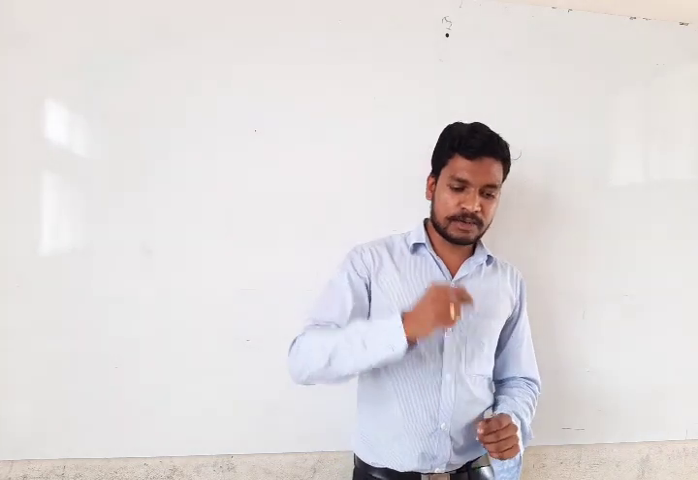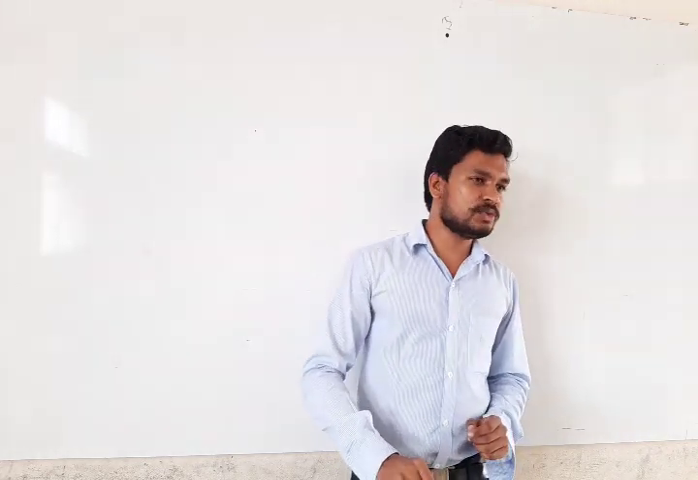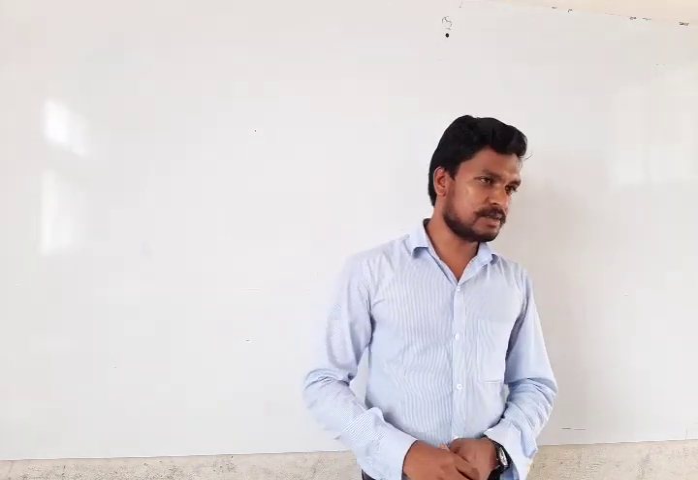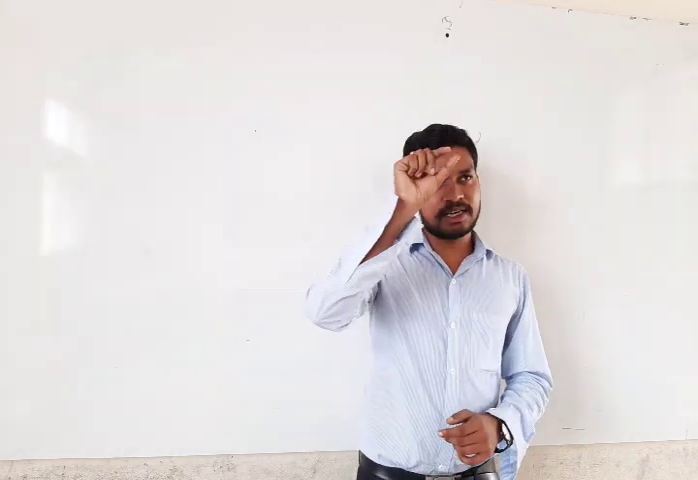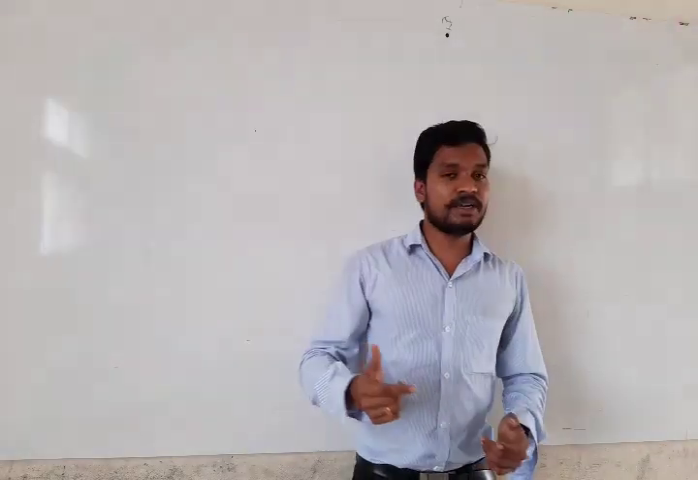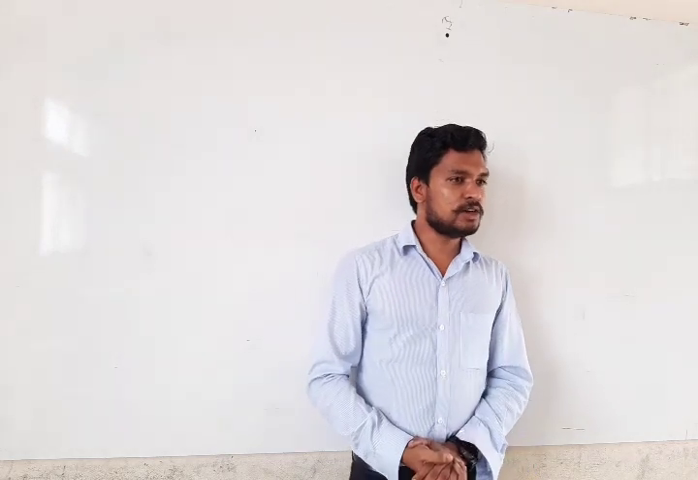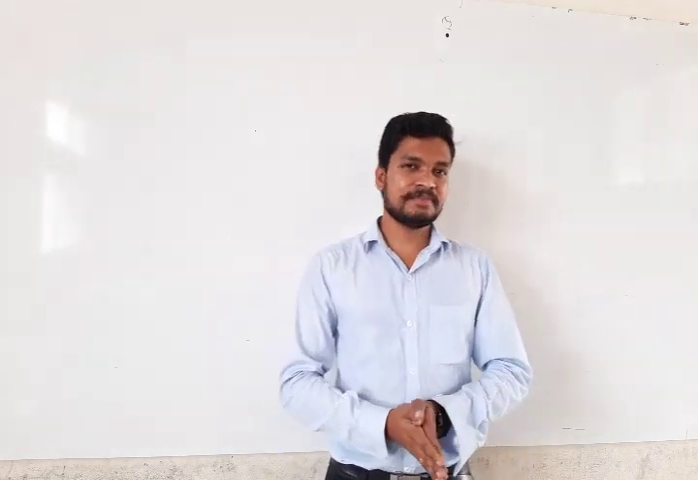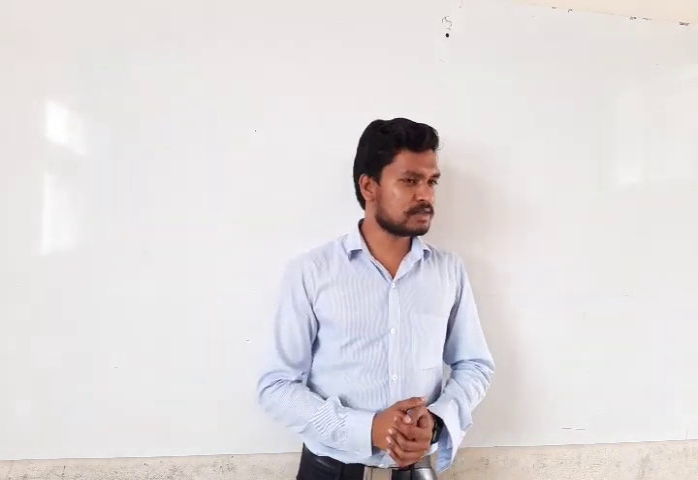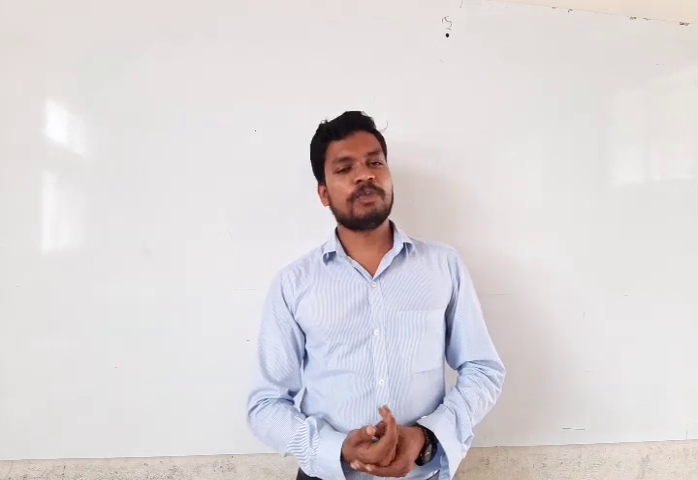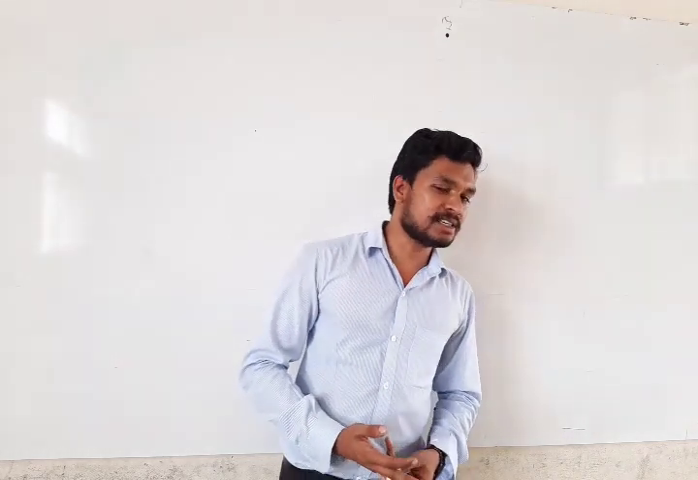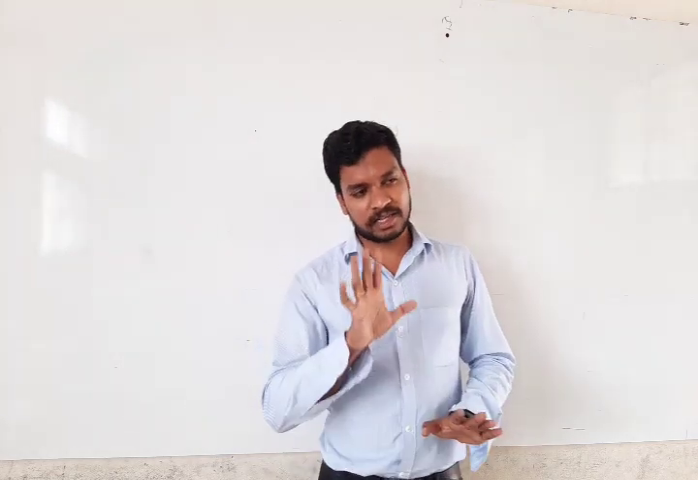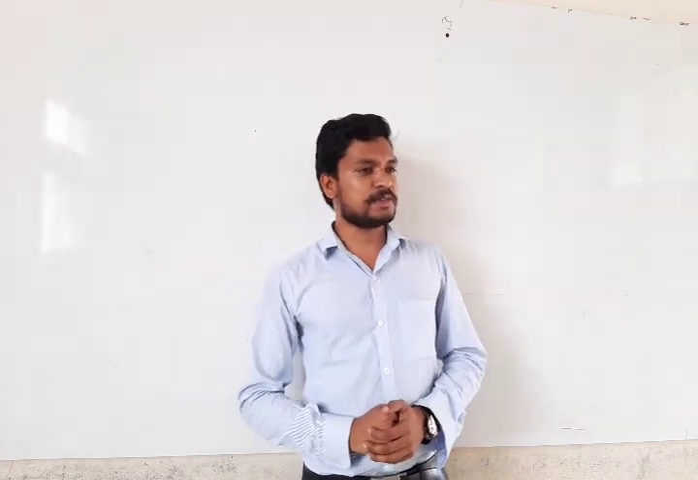From the equator to the southern pole, how many latitudes do we have? 90 latitudes. From the equator to the end of the northern hemisphere, how many latitudes do we have? 90. So 90 plus 90, 180 latitudes. So totally 180 latitudes are there. There are 5 important latitudes. What are those? Tropic of Cancer, Tropic of Capricorn, Equator, Arctic Circle, Antarctic Circle. These are the 5 important latitudes.